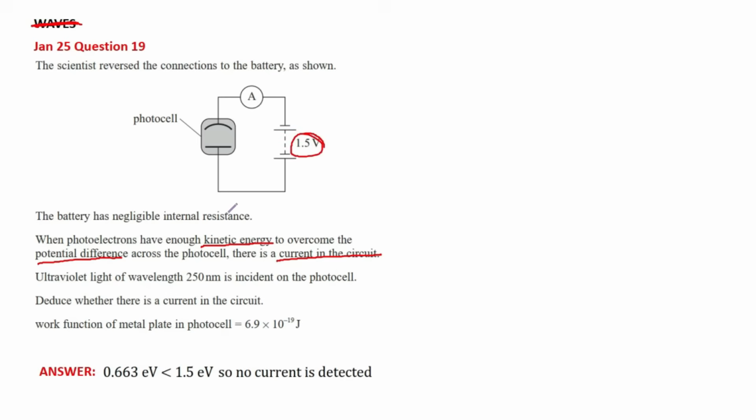So ultraviolet light of wavelength 250 nanometer is incident on the photocell. Deduce whether there is a current in the circuit. Work function of metal in the plate is given. Fine. So let me show you a very basic diagram associated with photoelectric effect.